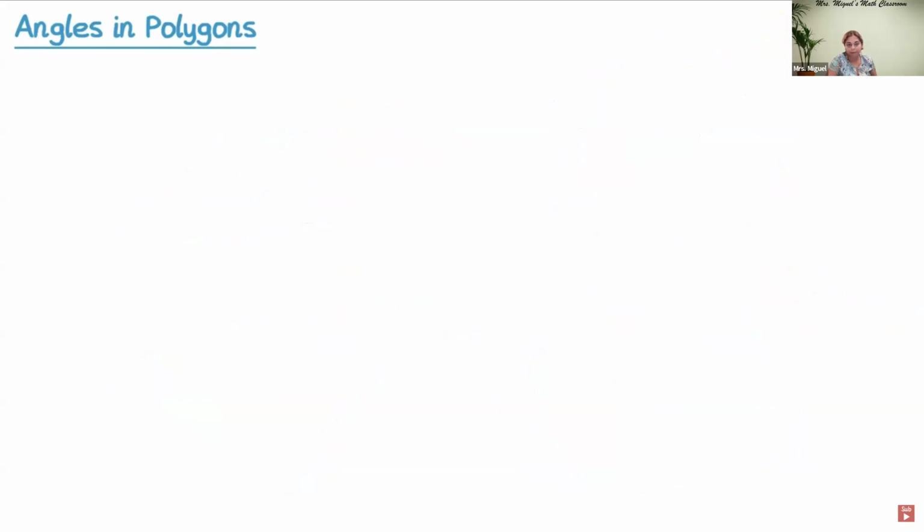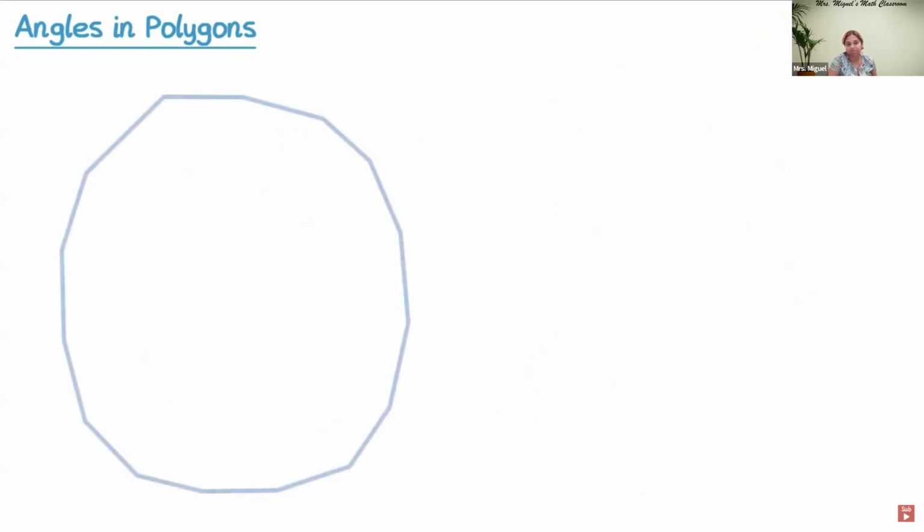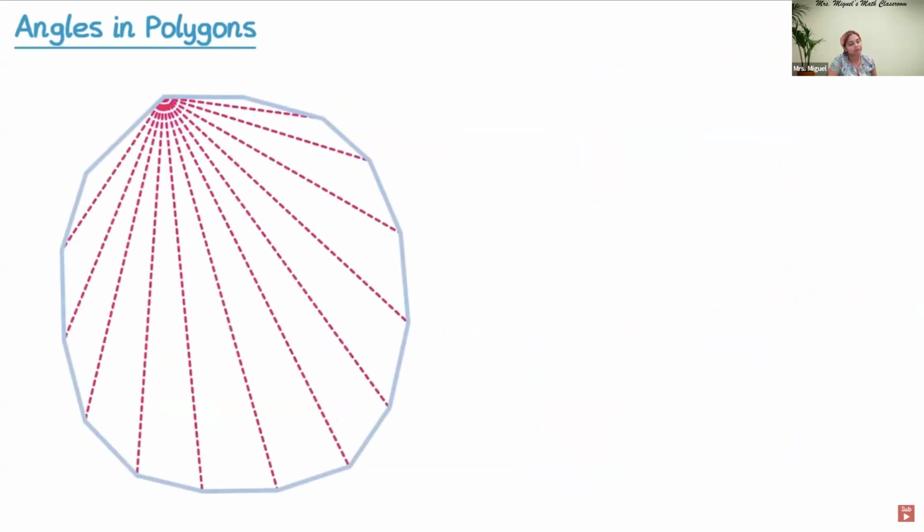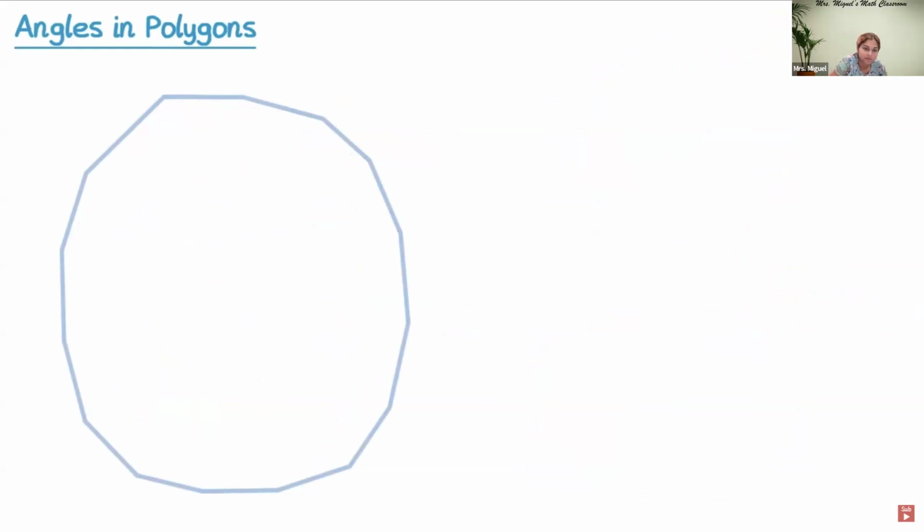For example, this shape here. Now if we use our original strategy and split this into triangles by drawing them, this one gets quite messy. There are loads of triangles. Instead, we can just count up the number of sides. This shape has 15 sides.